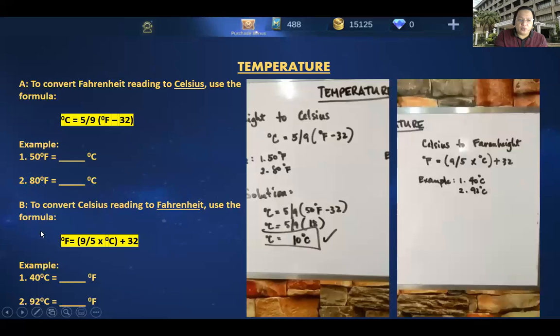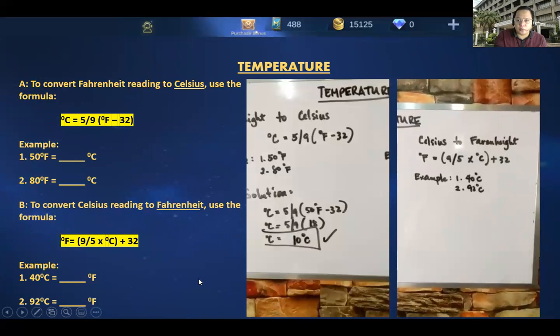So to convert the Celsius reading to Fahrenheit, use the formula. So we have here the formula: degree Fahrenheit is equal to 9 divided by 5 times degree Celsius plus 32. So we have here the number one example, 40 degrees Celsius. What is the conversion of 40 degrees Celsius to degree Fahrenheit? Let's watch this video.